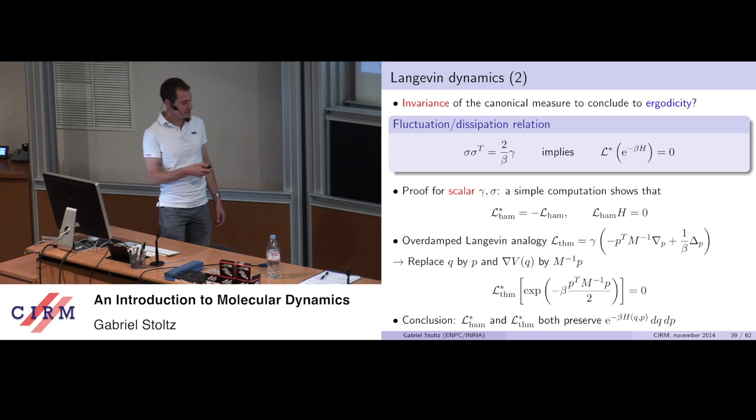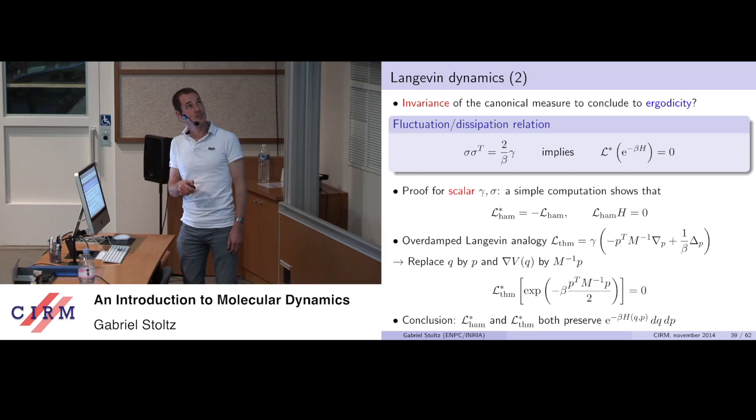And this motivates the fact that here you should have 1 over beta, which determines sigma to satisfy this fluctuation-dissipation relation in matrix form here, but otherwise with scalar it would be sigma squared is equal to 2 gamma over beta.